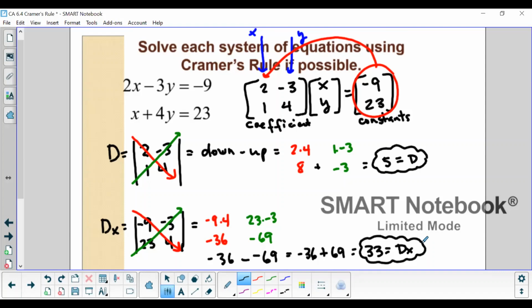And then we do that exact same thing, except now we do it with the y column.